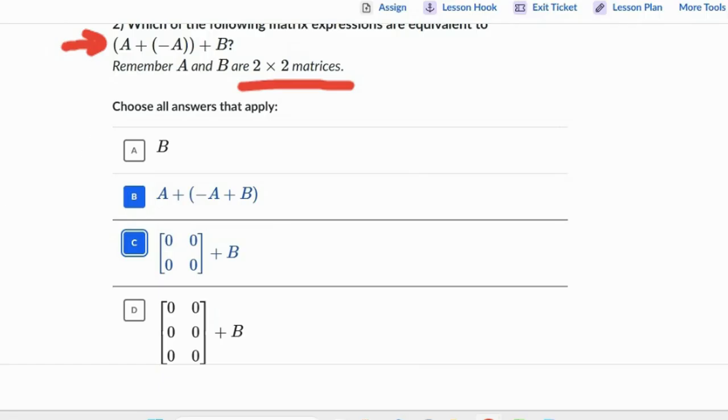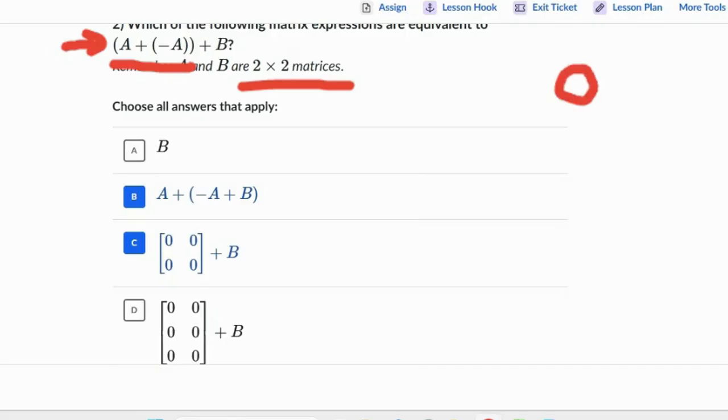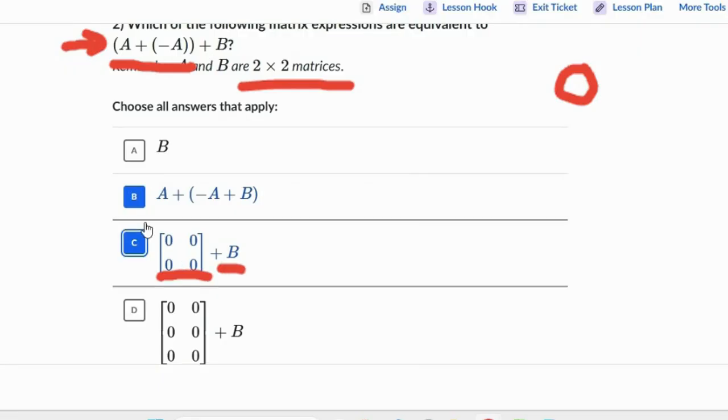Well, let's think about it. If we add A to negative A, that gives us a zero matrix, right? A plus negative A. So this certainly makes sense. That's what A plus negative A would be, and then we add B to it. So I definitely agree C is correct.